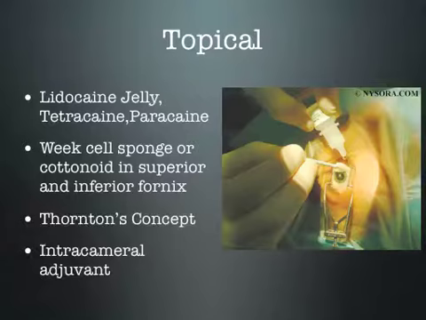Thornton's concept is that any anesthetic placed in the fornix slowly diffuses into the peribulbar space, so it's going to be as effective as peribulbar anesthesia over some time. Topical anesthesia is not really going to cause that much intraocular anesthesia, because the ciliary ganglion is essentially inside the intraconal space. So the anesthetic might not really reach as far as the ciliary ganglion, so we might need to give an intracameral adjuvant.